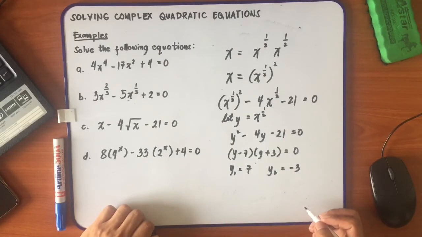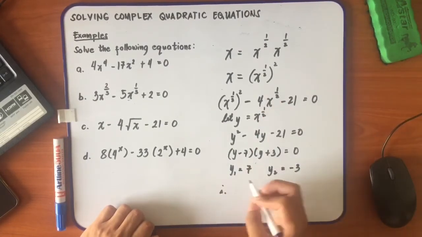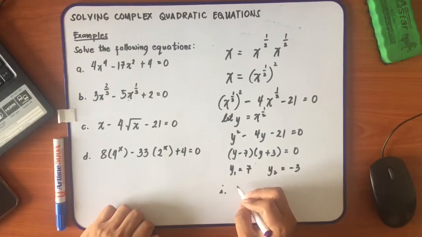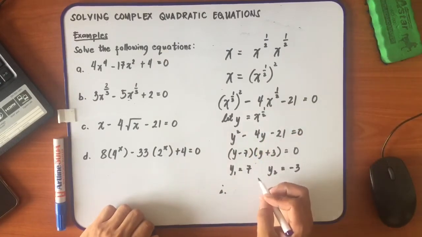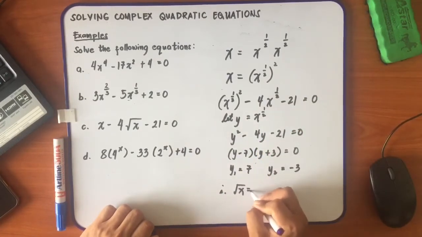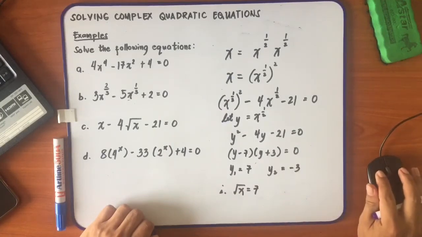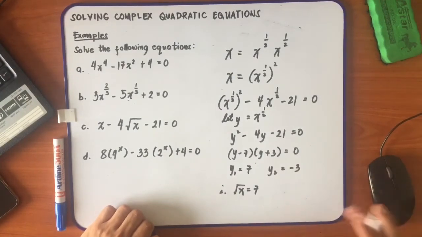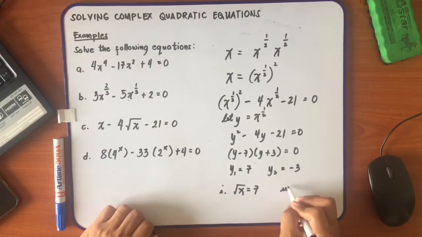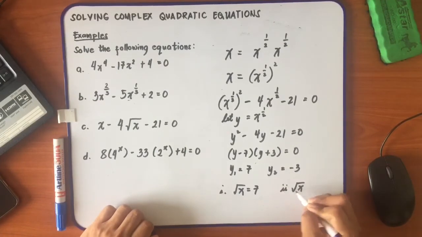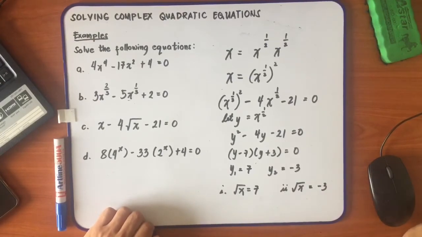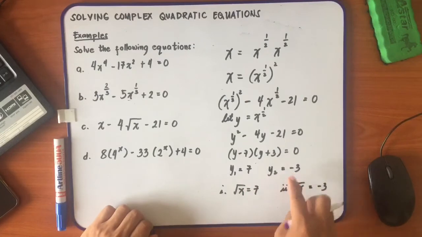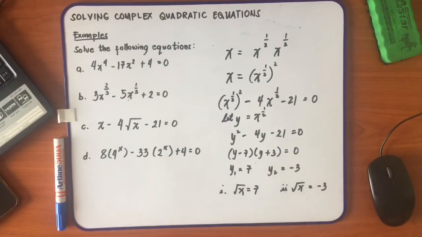My problem here is, will I consider both? I have two solutions. Remember, I let y is equal to x to the power of 1/2, which is equivalent to the square root of x. So the square root of x is equal to 7, and the second solution is the square root of x is equivalent to negative 3. Are both the 7 and the negative 3 to be considered as values?